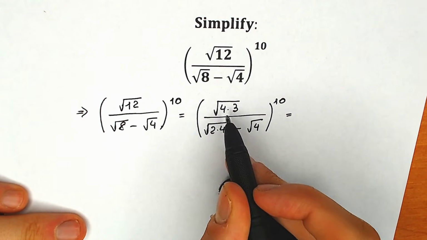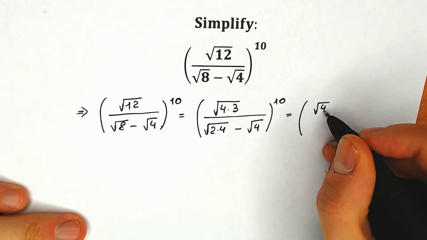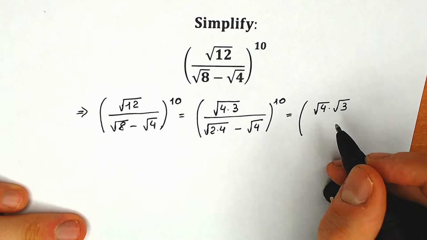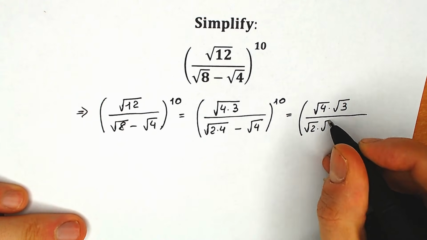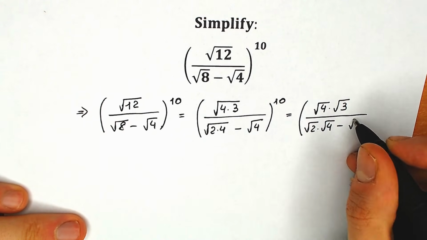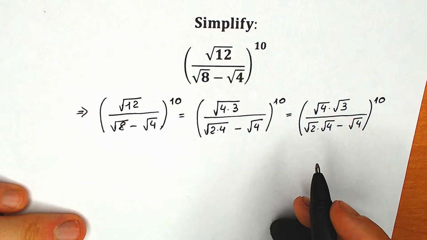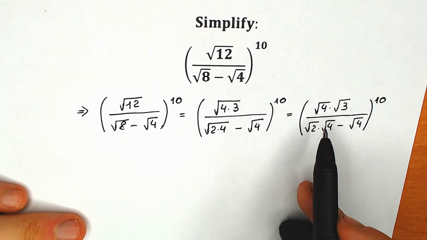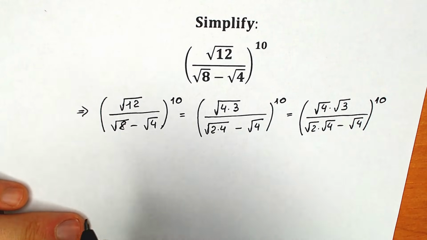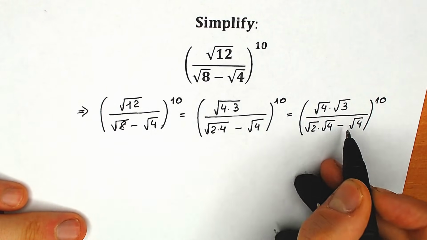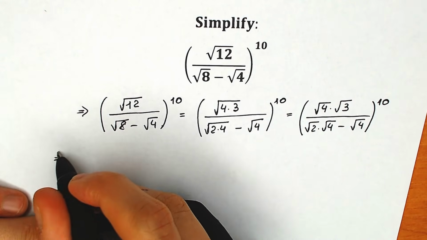The square root of 4 times 3 we can write as the square root of 4 times the square root of 3. And we divide it by the square root of 2 times the square root of 4 minus the square root of 4. Of course, the square root of 4 equals 2, and we can write 2 instead of this square root of 4, this one and this one. But right now let's factor the square root of 4 out of our denominator. Let's do it right now.